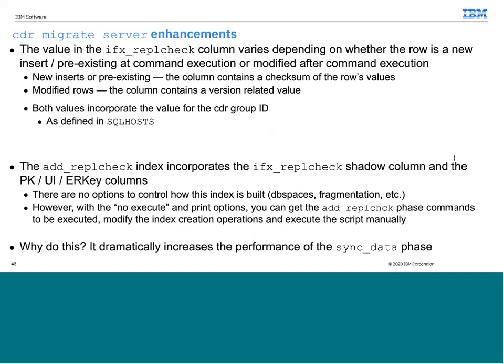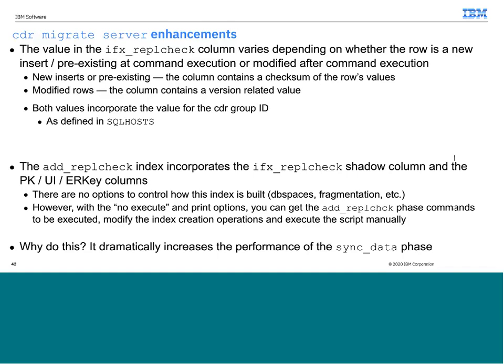In some cases, it's going to have a checksum of what the source row's values are. In other cases, it's going to have a version number type of functionality to it. Regardless, inside that number is going to be some information about which server in the server group it is. And that information is what's defined in SQL host. So where you have the group ID and the group number for that particular instance, that group number gets incorporated into this REPL check column value.